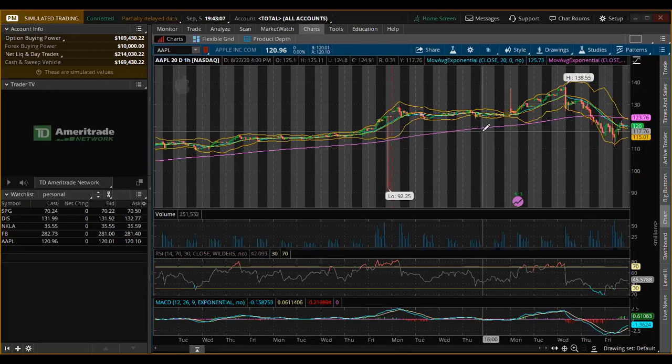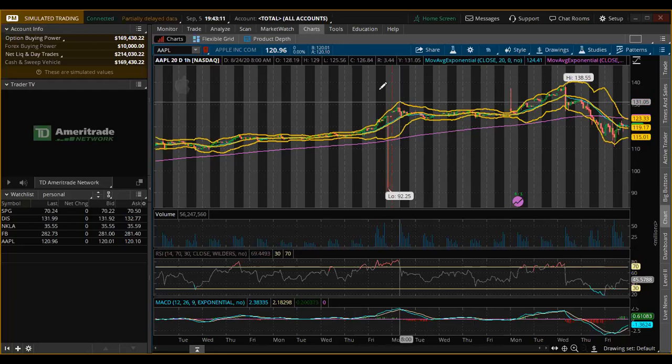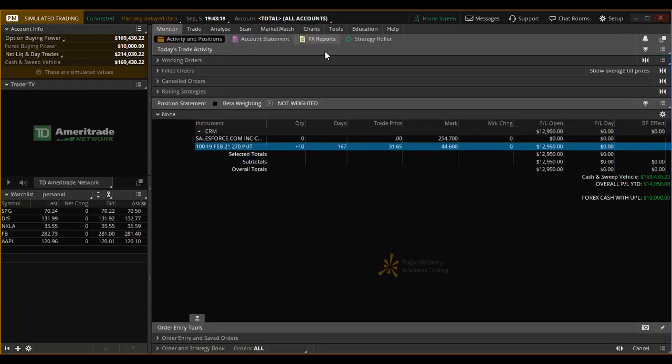I know some people have TD Ameritrade or Thinkorswim, and they've been asking me how to get in and out of trades. So I did one because I don't use my paper trade. So I'm just going to show you this real quick, just so you know. I did a Salesforce put just to show. So the 270 put.